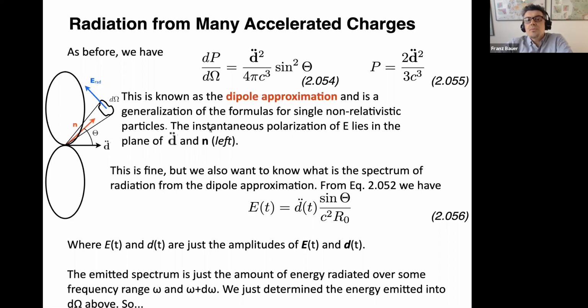And so we can think about this system, and it's going to have an instantaneous polarization, which is the electric field. That polarization is going to lie in the plane of this dipole and this unit vector n, which is in our direction, right?